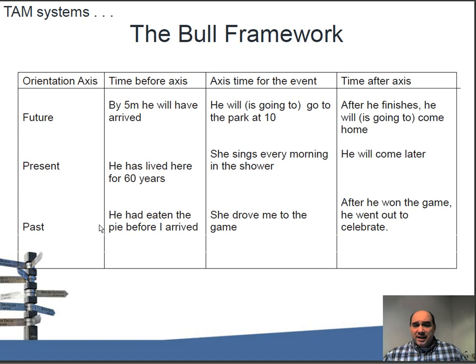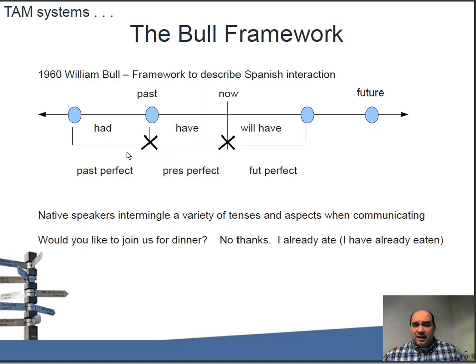Past, before the access, time before, right? He had eaten the pie before I arrived, right? Had eaten. I arrived here. Before that, he had arrived. So it's two times. Past, from the past to the past. Okay, would be past perfect. Present perfect would be from the past until now. Future perfect, from now until sometime in the future.